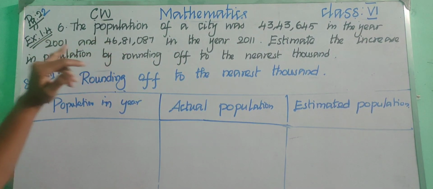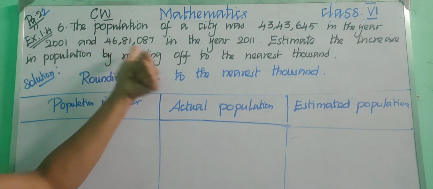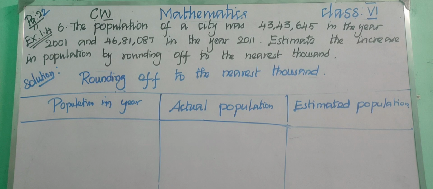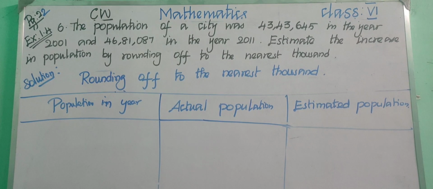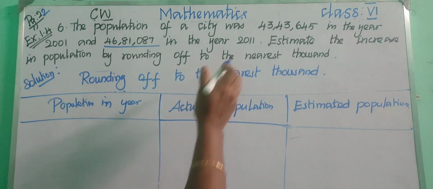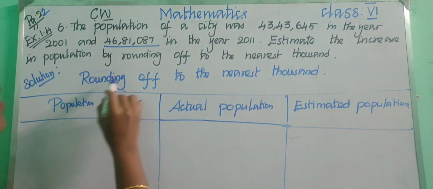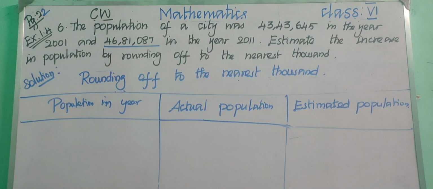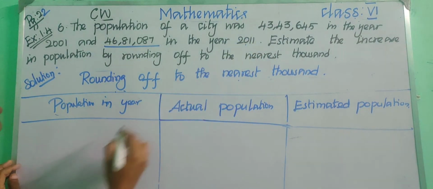Okay children. So in 2001 the population is 43 lakhs something. In 2011 the population is 46 lakhs. So we are going to find the increased population. We are going to subtract and find the estimation for that. Subtraction means we need to write the greater number first, right? So this one is the greatest number, that is 2011, and we are going to round it off to the nearest 1,000. So just write rounding off to the nearest 1,000. Children, just draw a box and write population in year 2011.